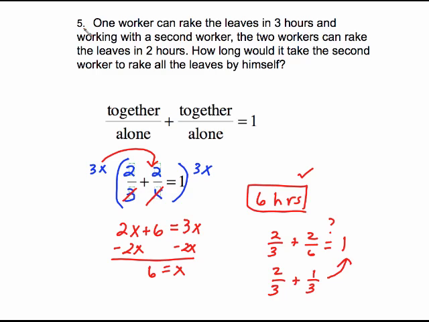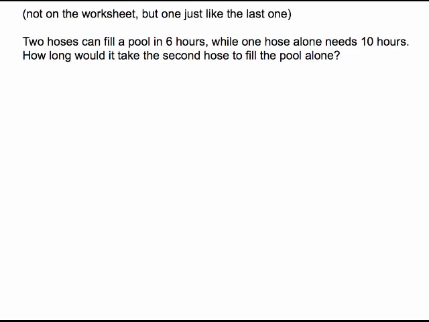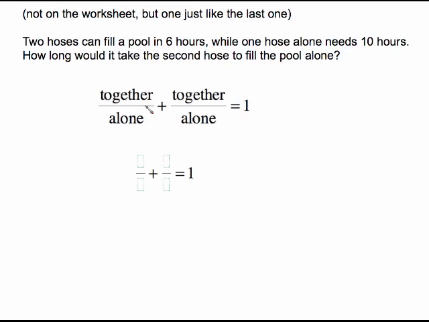Now this number 5 refers to the fact that this is on the new worksheet. This next one is a very similar problem. It's not on the worksheet, but it's just to give us another little bit of practice on this. So as soon as you see it, this being a work situation, now it doesn't use the word work, but filling a pool is work. So we know we're going to use this setup, the together over alone plus together over alone equals 1. Always equal to 1 because the 1 stands for the total job.